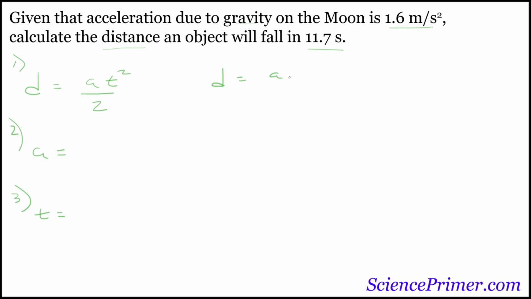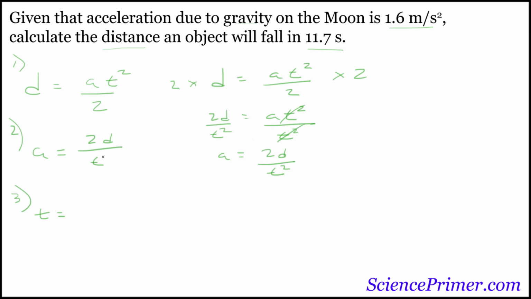Distance equals, starting with the one we're given, acceleration times time squared over 2. To solve for acceleration, first we multiply both sides by 2. We end up with 2 times the distance equals acceleration times t squared. Now we can divide both sides by t squared, time squared. The time squareds cancel here, and we end up with acceleration equals 2d over t squared. So if you're asked to find acceleration given a distance and a time, this is the relationship you need.